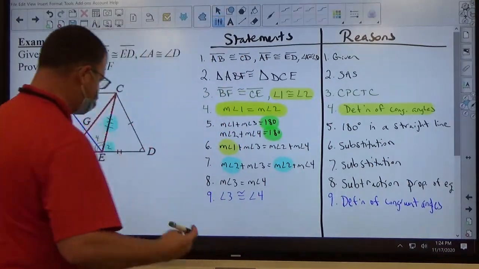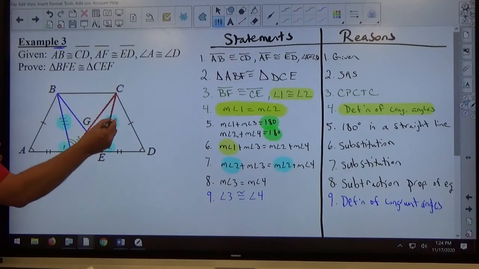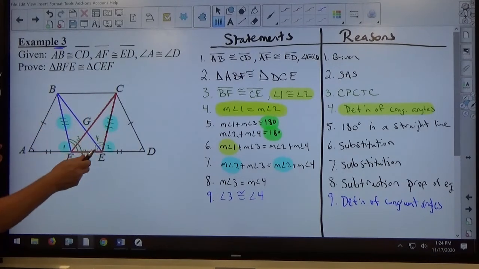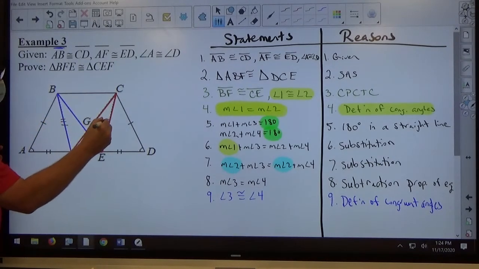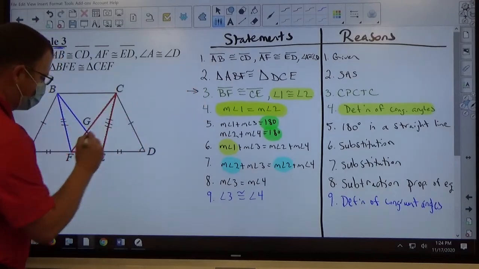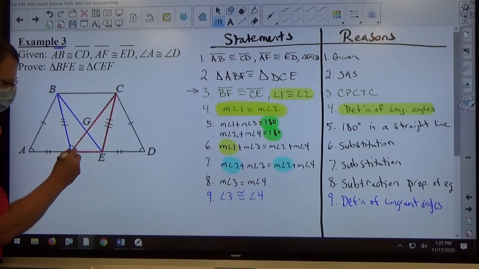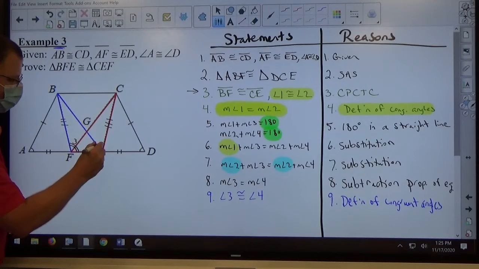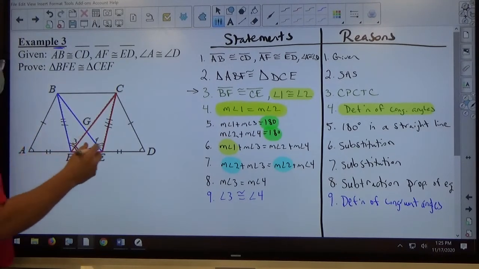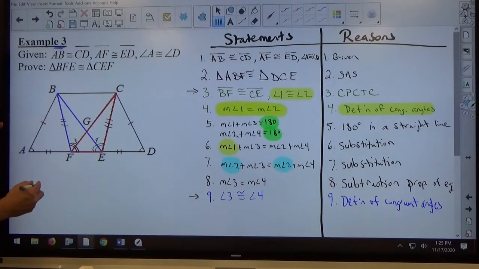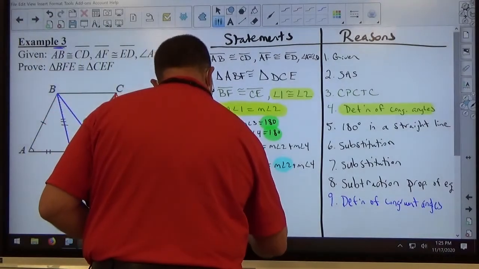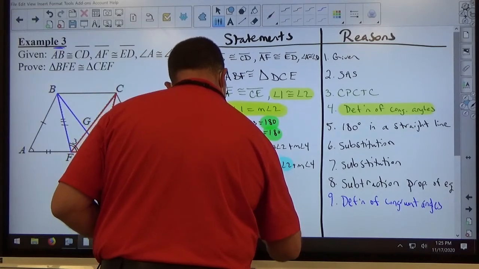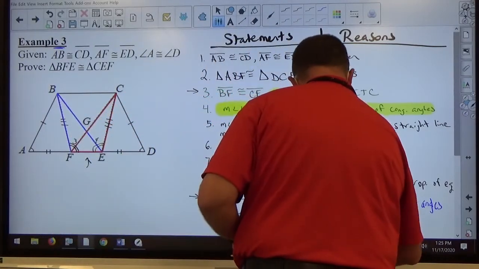Finally, I'm going to erase this stuff real quick because now we get some better information and a better figure. BF and CE are congruent, that's right here, right? Now we know angle, this was angle 3, and this was angle 4, right? We know 3 and 4 are congruent, right? That's what's written right here. And finally, FE is congruent to itself. I haven't written that down yet, so I need to write that down. So number 10, FE is congruent to FE because of the reflexive property.